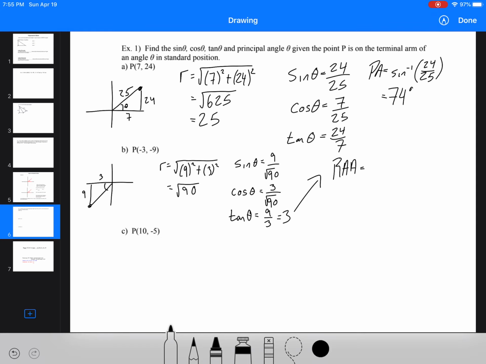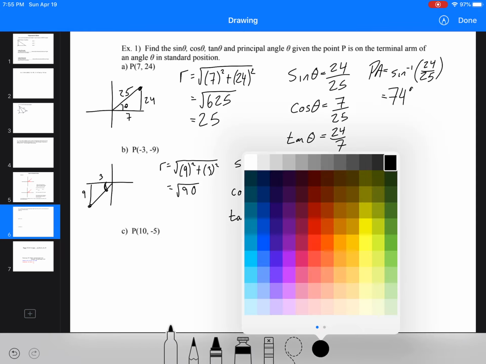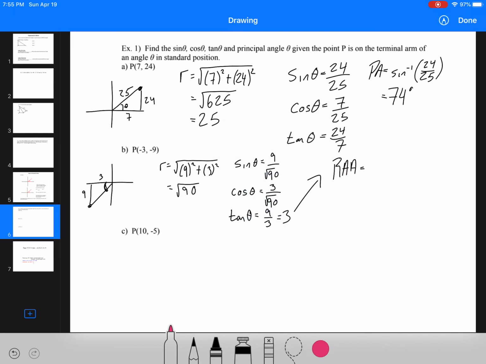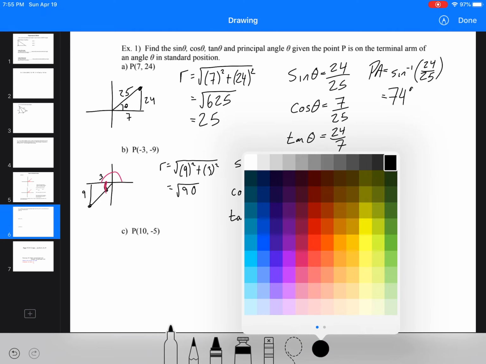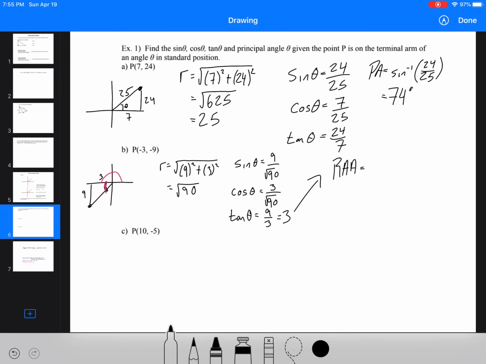So what we have to recognize here is that we're finding our related acute angle first, or relative acute angle first, because we're going to find out what this angle is. That angle just in the corner there. Okay, then we're going to take that angle and add it to 180.